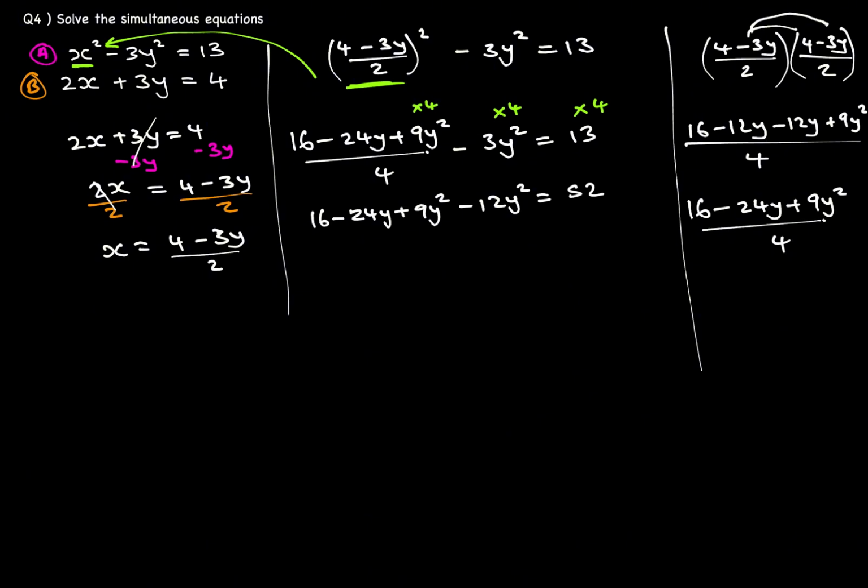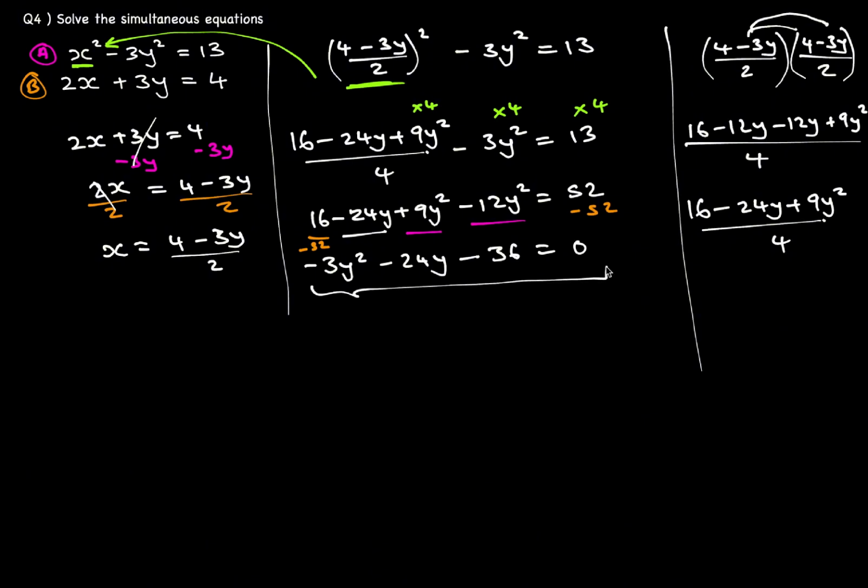Now, I've got a bunch of terms I want to tidy up. So if I start with the y squared, I'm going to gather like terms and tidy this up. I've got 9y squared minus 12y squared, which is negative 3y squared. Then I've got negative 24y. And then I'm going to bring the numbers onto one side. So I've got the 16, and I've got to take away 52 from both sides in order to make this quadratic equal to 0. 16 take away 52 is minus 36, and that equals 0.